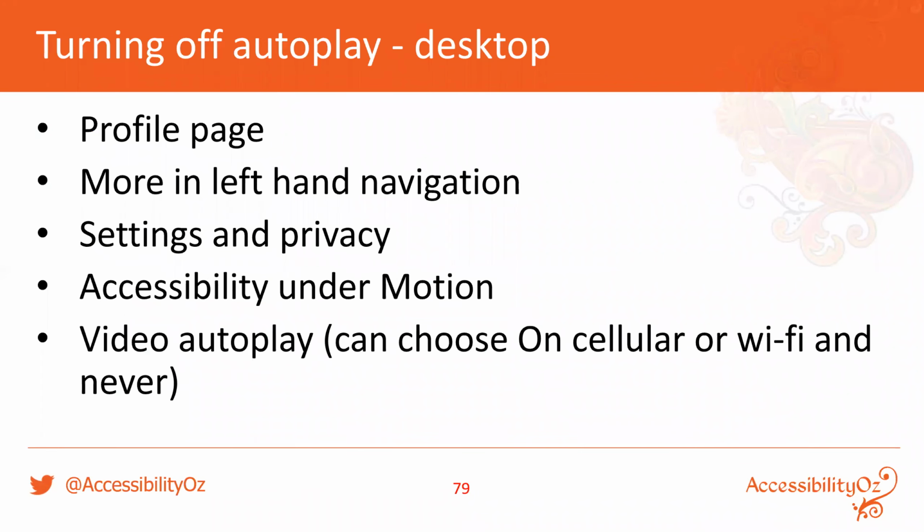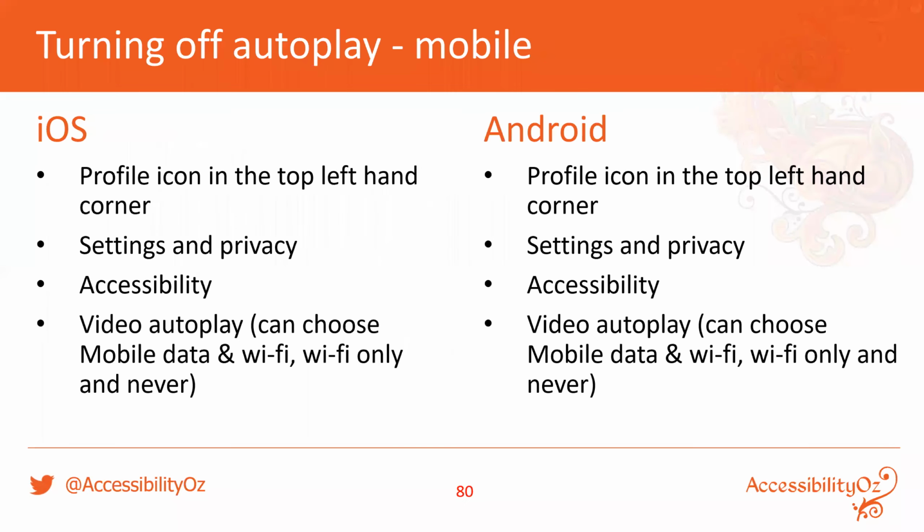In terms of turning off autoplay, go to your profile page, select more in the left-hand navigation, select settings and privacy, select accessibility under motion, and then you can select video play. You can choose on cellular or on Wi-Fi, and also never. On iOS and Android, they're exactly the same steps. You select the profile icon in the top left-hand corner, select settings and privacy, then accessibility, and then there's a video autoplay option.